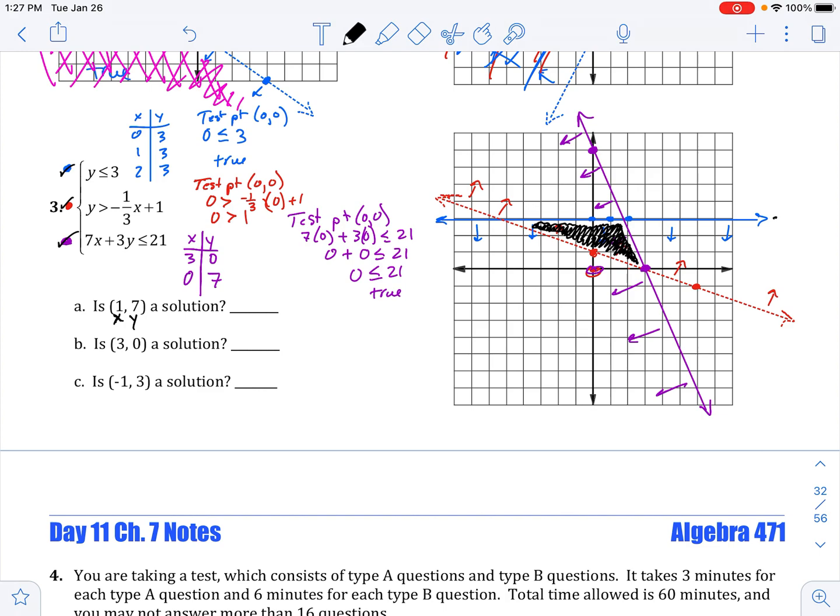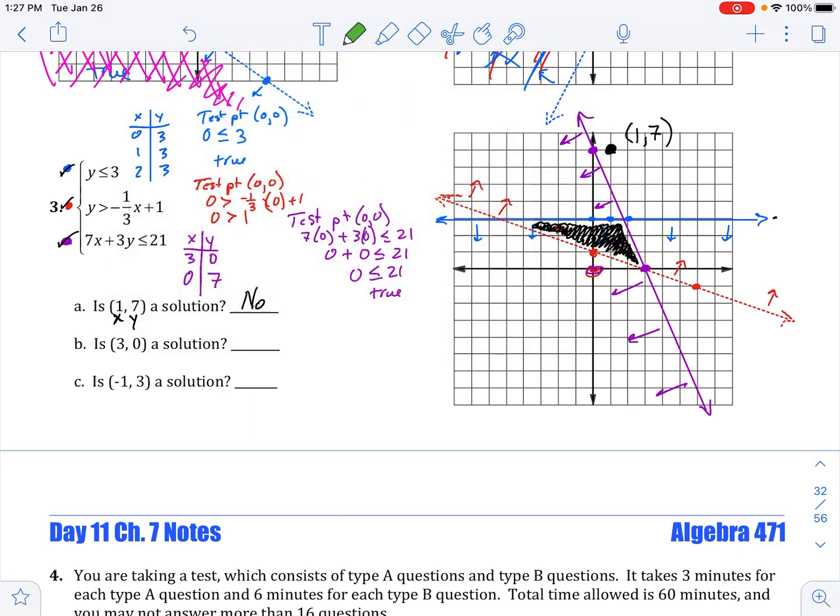Or I take a look at the graph and say (1, 7) is talking about this point that's up here. Is (1, 7) in my shaded region? And I can say no. So I know it is not a solution.